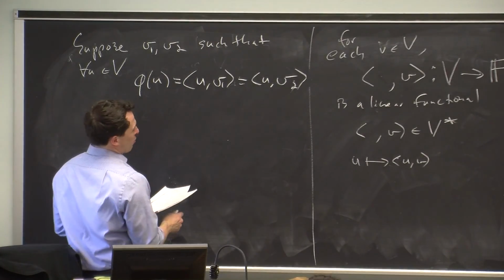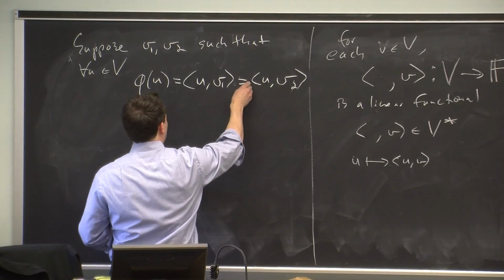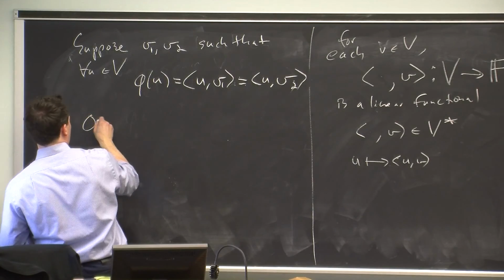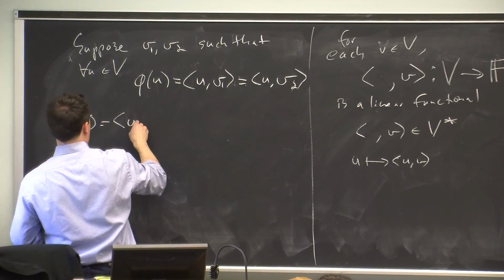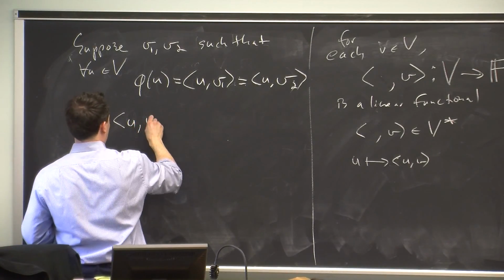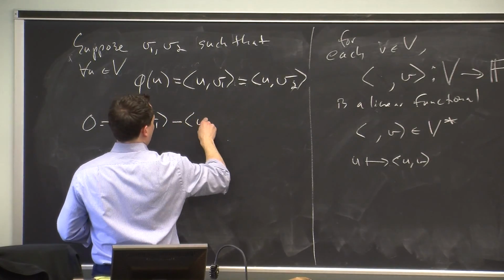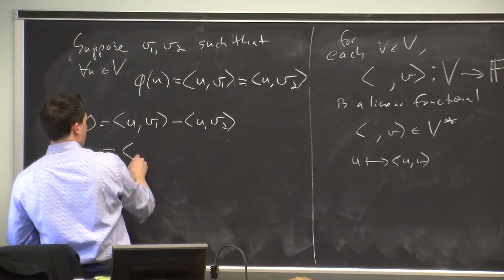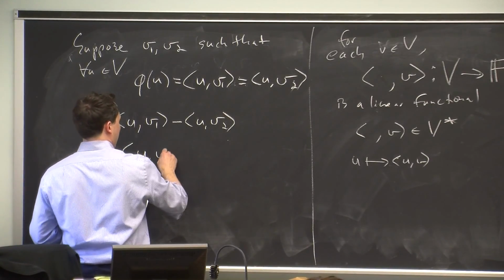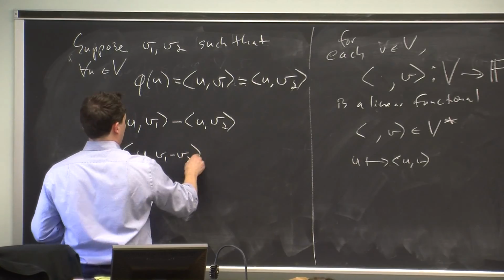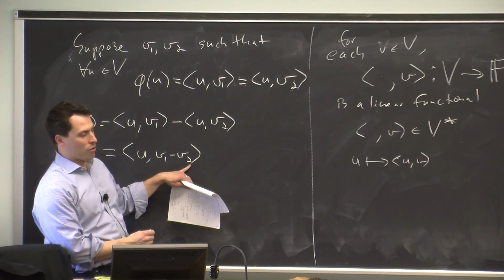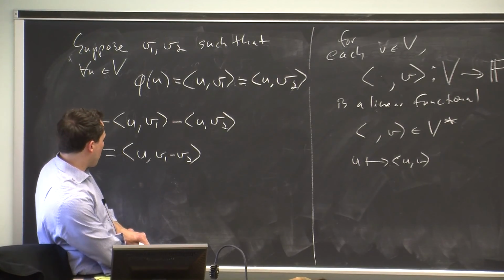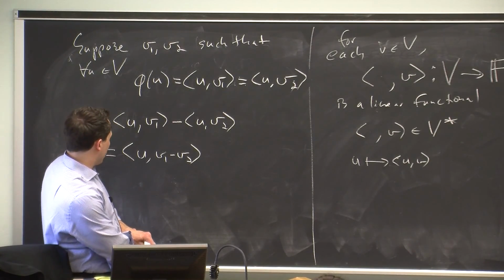Of course, you want to prove something is unique. Very often you need to subtract. So subtracting one of these from the other, I get that 0 is equal to the inner product of U with V1 minus the inner product of U with V2. And by linearity, or additivity in the second slot, that's the inner product of U with V1 minus V2. So now we seem a little bit stuck. We want to show that this is 0.